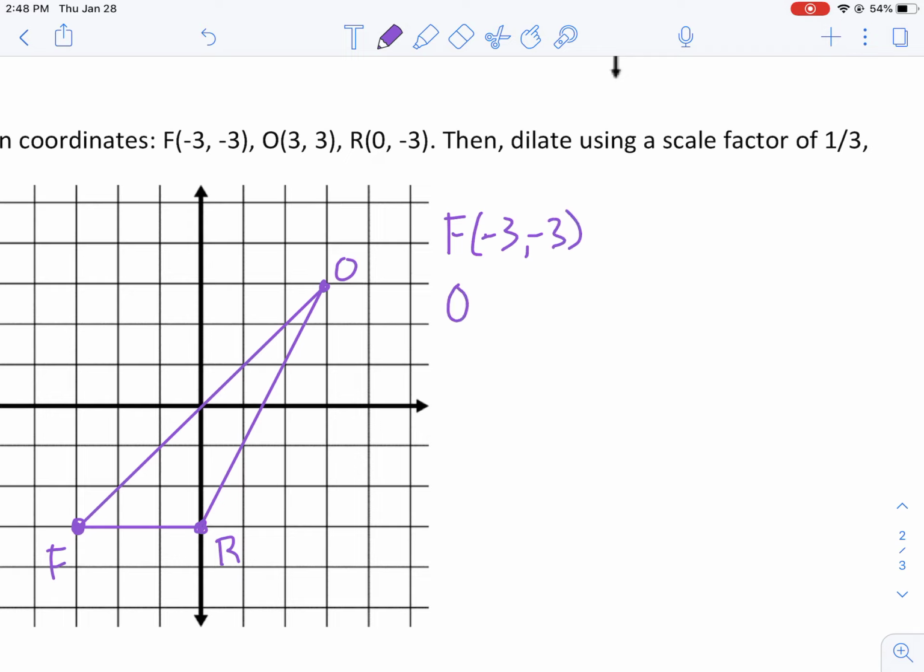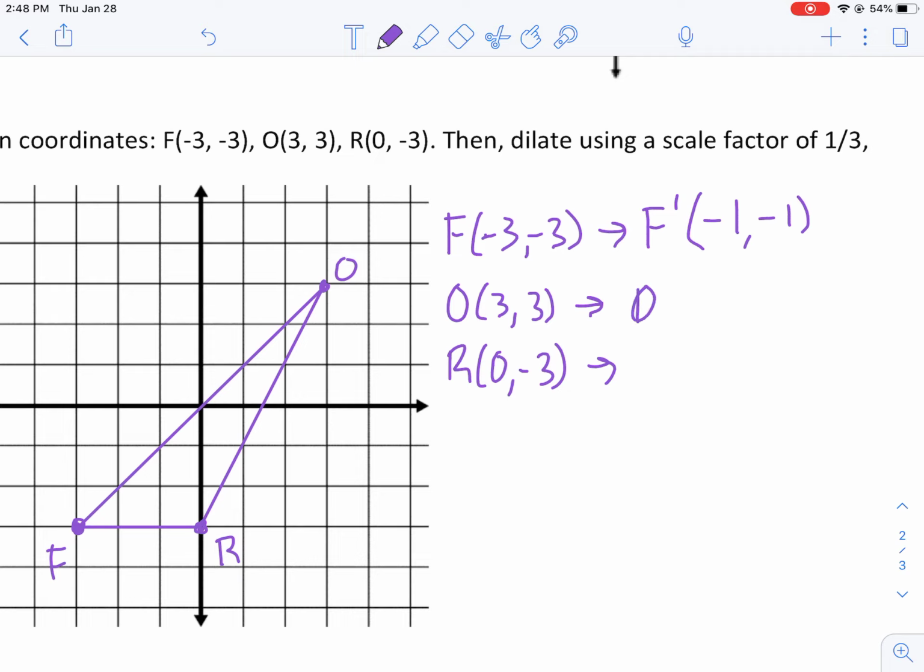So yes, we're still going to be doing the same thing. We're still multiplying by 1/3, but instead of multiplying by 1/3, you can also think of that as dividing by 3, right? Multiplying by 1/3, dividing by 3 is the same thing. So if we want to list our points, F prime, if we divide those by 3, -3 divided by 3 is -1. So that'll be -1, -1. 3 divided by 3 is 1. So this is going to be 1, 1.